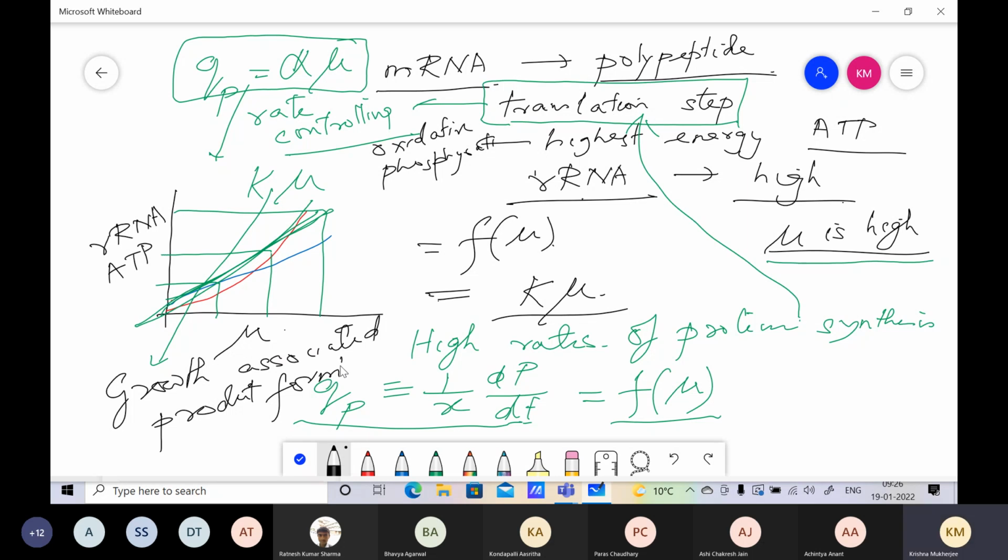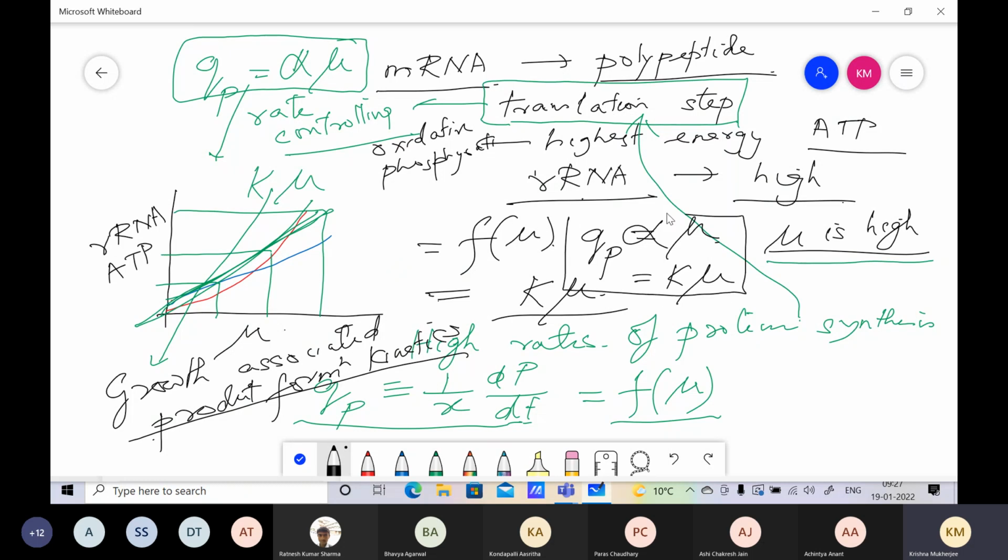Yes, sir. So growth associated product formation kinetics means nothing but that QP, the rate of product formation, is proportional to mu, or rather is equal to K into mu. If there is a linear proportionality between the rate of product formation and mu, then such products are called growth associated products. Okay, you have heard this term?